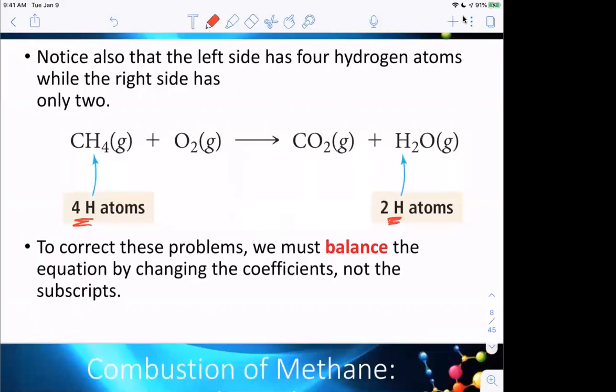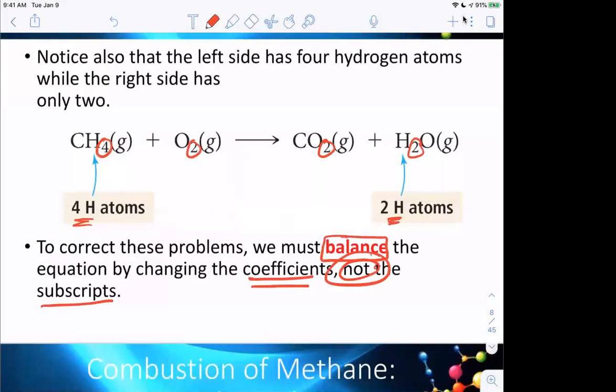So to correct these problems, we're going to balance the equation. And to balance something, I change the coefficients of the reactants or products. I'm not changing the subscripts. Remember, these subscripts are dictated by bonding rules. I can't change them, otherwise I have a different identity of the substance.